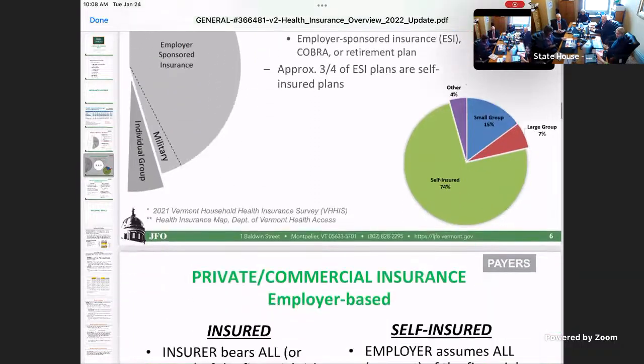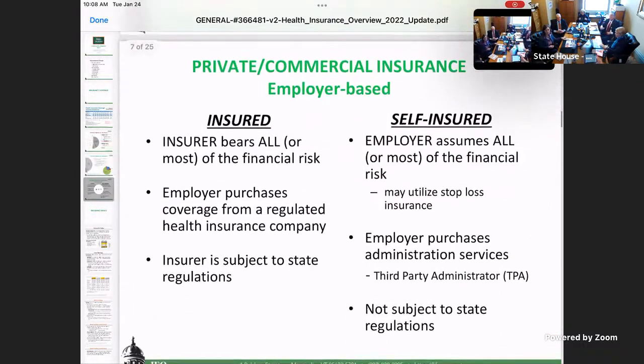And what do we mean when we talk about self-insured? We talked about this a little bit a couple weeks ago. Basically, in an insured plan, which we talked about, you have your small group and your large group. Then you're self-insured. With insured, the insurer bears all the risk.